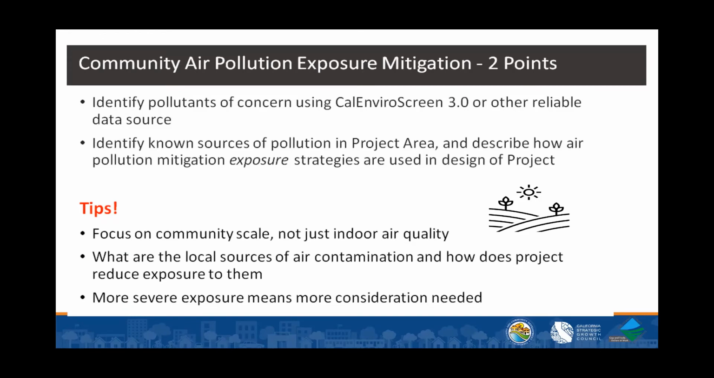Community air pollution exposure mitigation, 2 points maximum. You identify pollutants of concern using the CalEnviroScreen 3.0 or other reliable data source. Identify known sources of pollution in the project area and describe how air pollution exposure mitigation strategies are used in the design of your project. Remember to focus on community scale, not just indoor air quality. What are the local sources of air contamination and how does the project reduce exposure to them? More severe exposure means more consideration is needed.